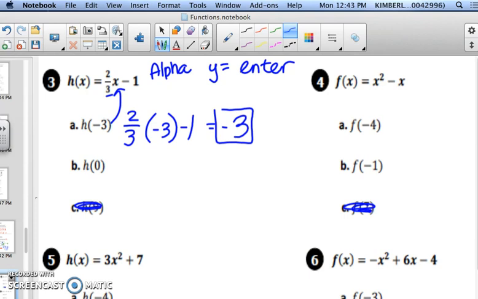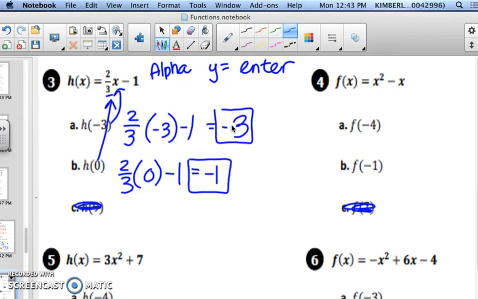Okay, so now the same thing, I'm going to input 0 up here. So I would have 2/3. I need to substitute 0 in for x, and then subtract 1. So if you do 2 divided by 3 times 0 is 0. Subtract 1 is negative 1. Okay, so let's look at number 4. A little bit harder because you have 2 x values, okay? So anytime you see 2 x values, you're going to have to substitute something in twice.